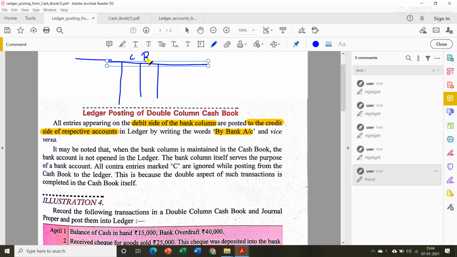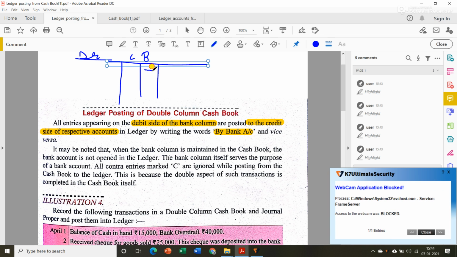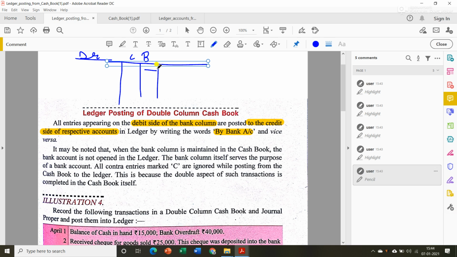Now if any amount is appearing on the debit side, this is debit, excuse me for my handwriting, and in the bank column, then we are supposed to record it on the credit side of that account's ledger, and write "by bank account" because it is appearing in the bank column. You will understand properly when we solve a practical question.